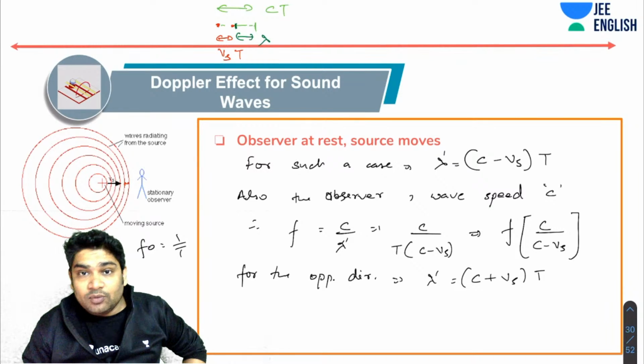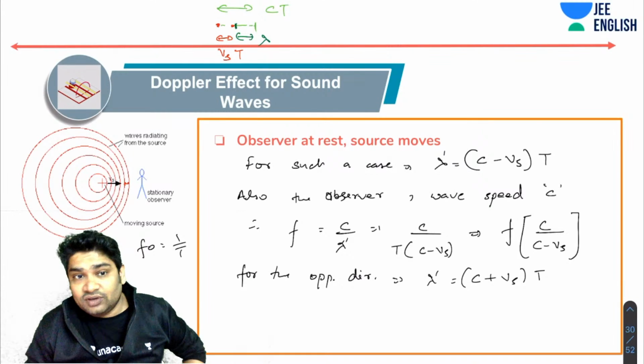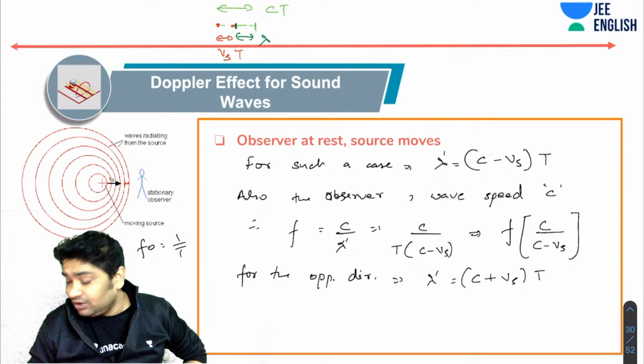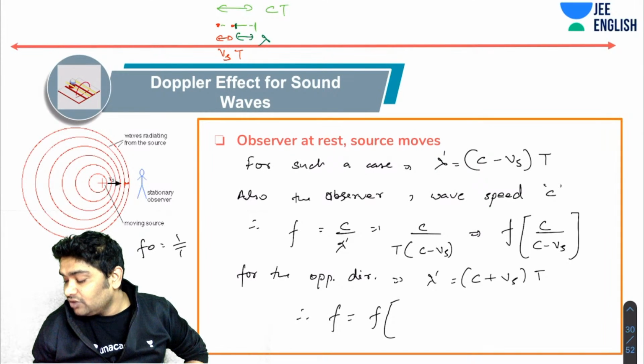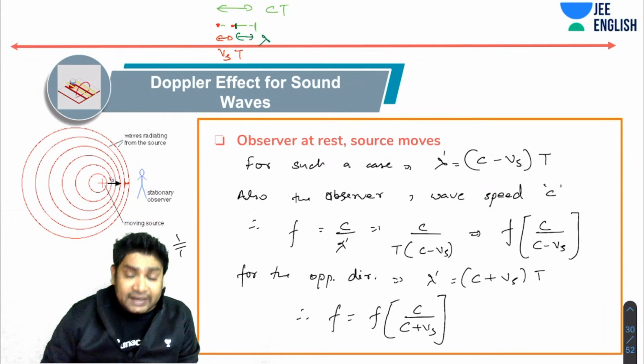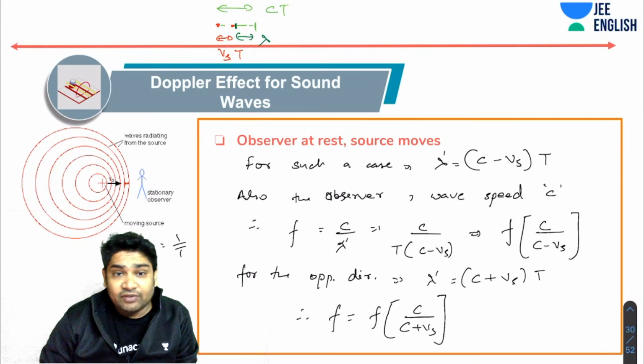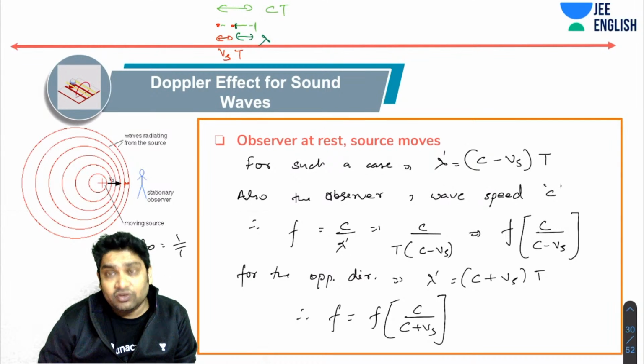Okay, they are already moving away. The waves are moving away, and the source is also moving away from the waves. So that will increase the average distance between the two waves. So therefore, frequency would have become f equals c over c plus v. So the apparent frequency would have decreased when the source is moving away from you, and it would have increased when the source is moving towards you.